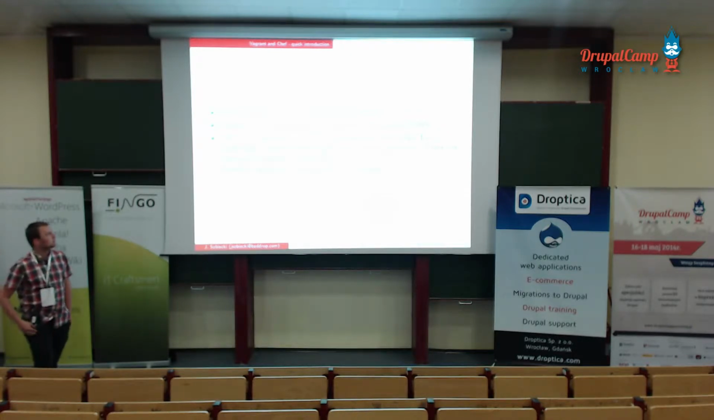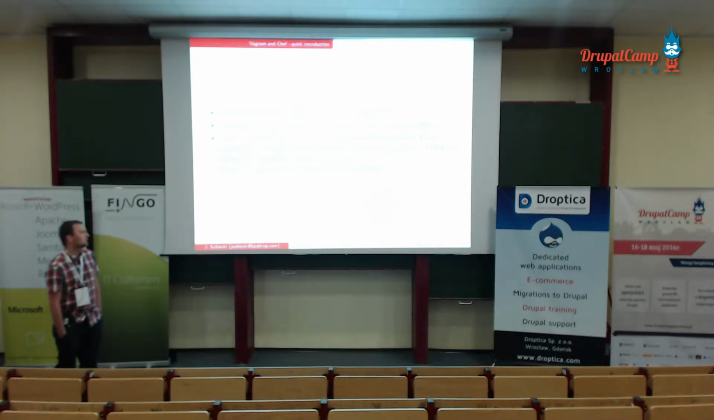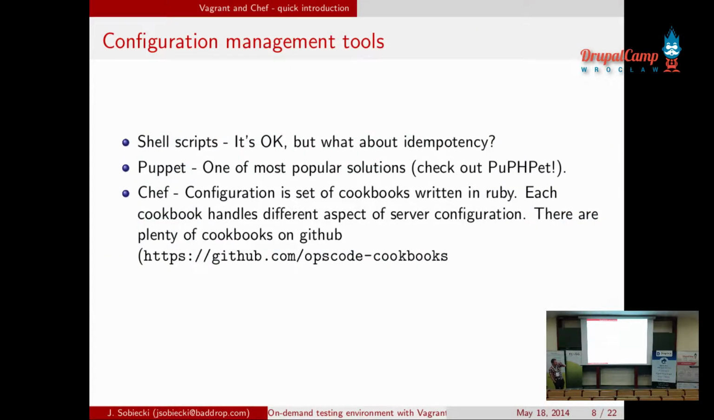And second, the most popular solution is Chef. And Chef works as a set of cookbooks. Each cookbook is, generally speaking, a Ruby file, and each cookbook is responsible for different aspects of your server. For example, there are cookbooks for configuration of Jenkins, SSH servers, and whatever you need. And under this link, you can find a very impressive list of cookbooks responsible for various kinds of administrative tasks.